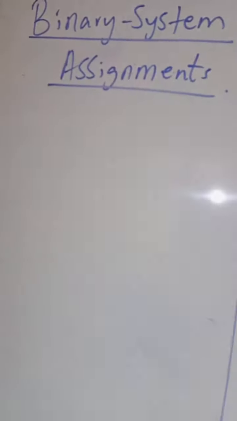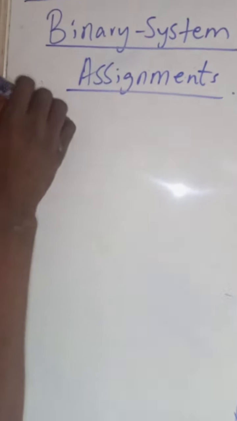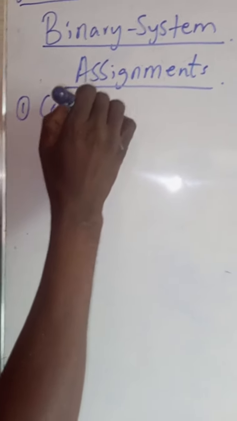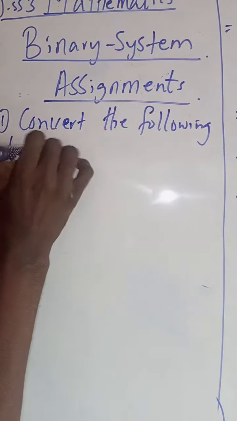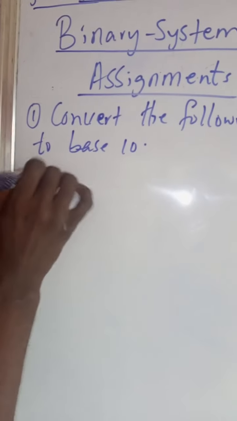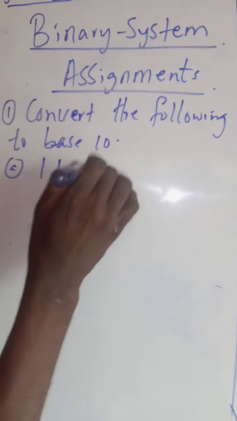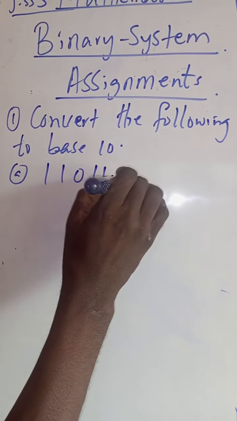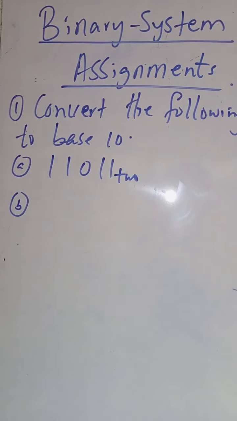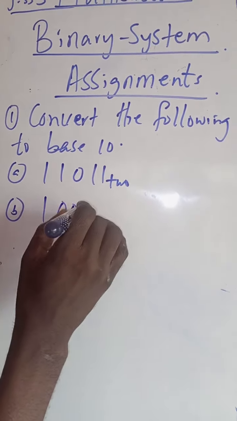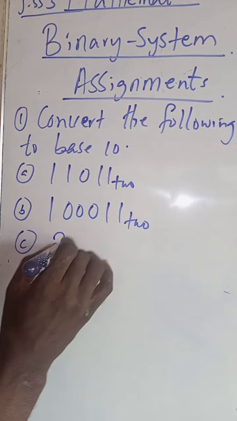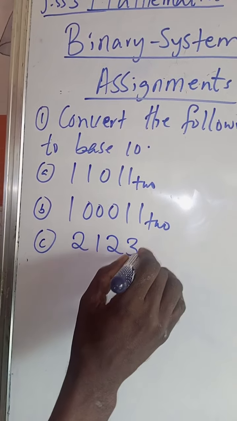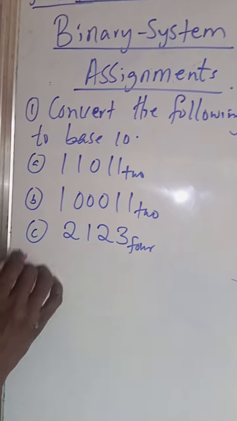Let me give assignments. One, convert the following to base 10: 11011 base 2, 1000011 base 2, and 2123 base 4.